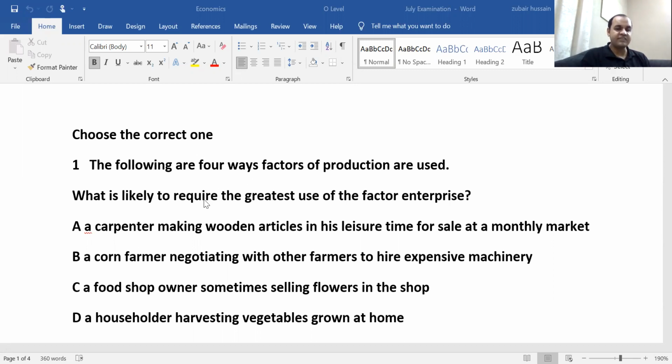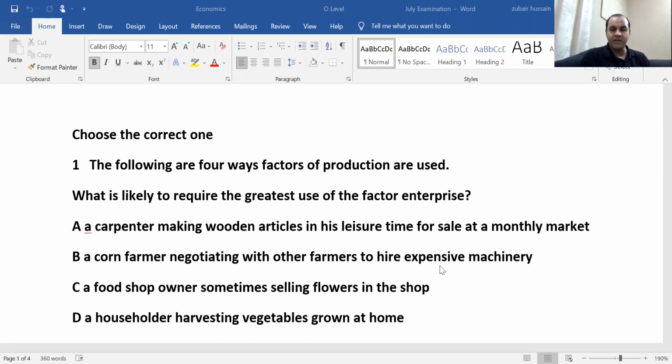Basically, the examiner is asking what factor contributes to an increase in the use of the ability of the factor enterprise. So option B is the right option for this one. A corn farmer negotiating with the other farmers to hire expensive machinery.